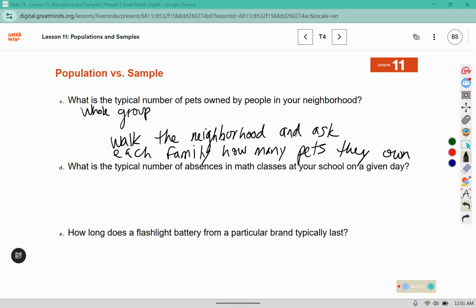What is the typical number of absences in math classes at your school on a given day? We could collect data from the whole group here. We only have one math teacher at our school, and we would have data from the classes that they teach. You also have math teachers at schools, but they take attendance, so that information is already gathered every day. So we could collect the whole group's data.